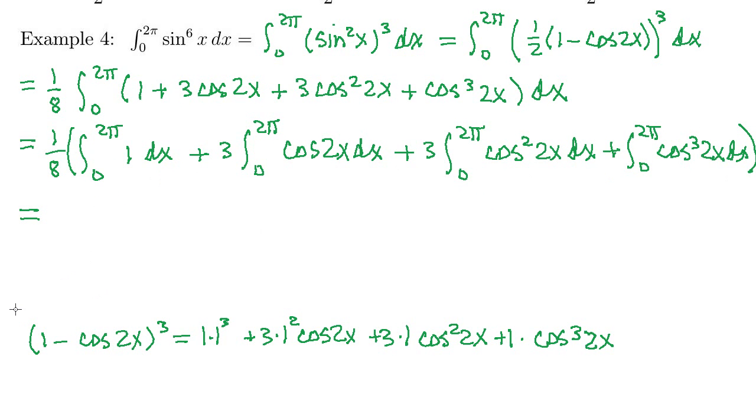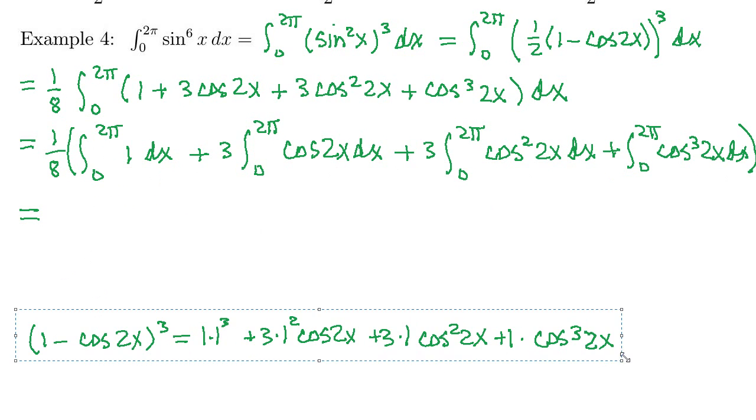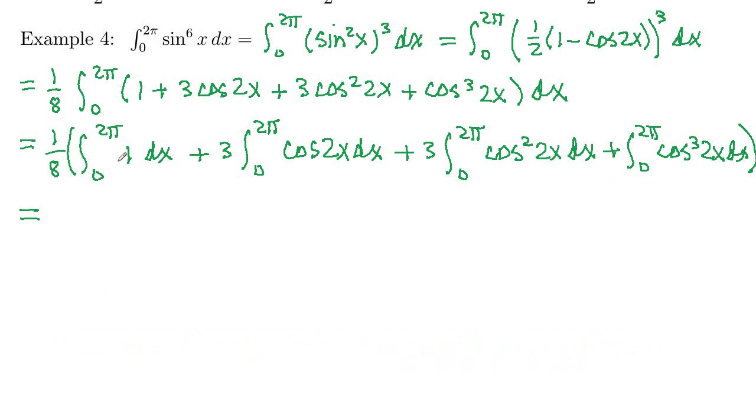This first integral, that one's easy. We've got a 1/8 out in front. This first one, the antiderivative of 1 is just x. That gets evaluated from 0 to 2 pi.